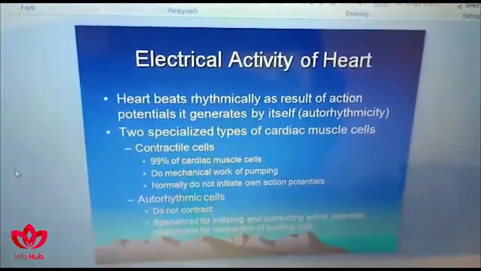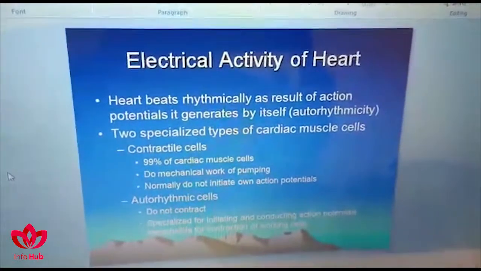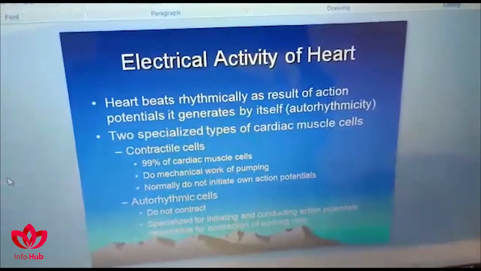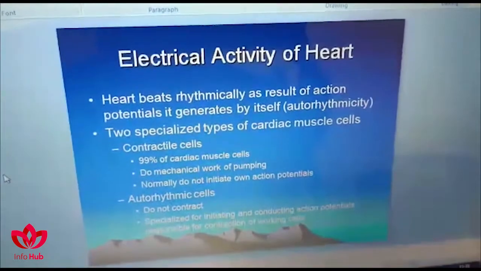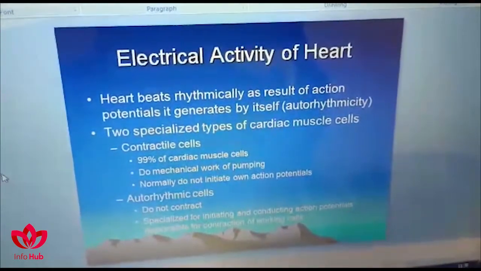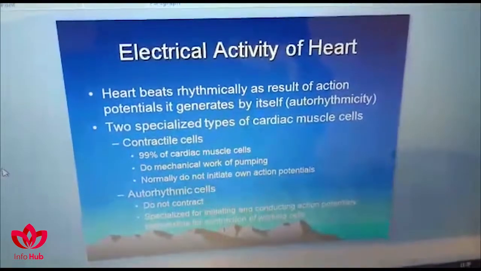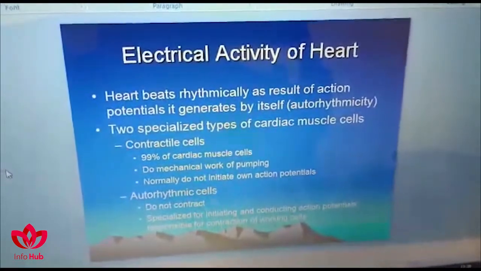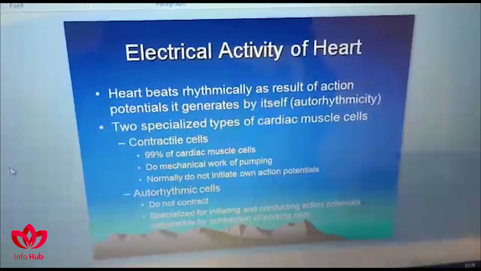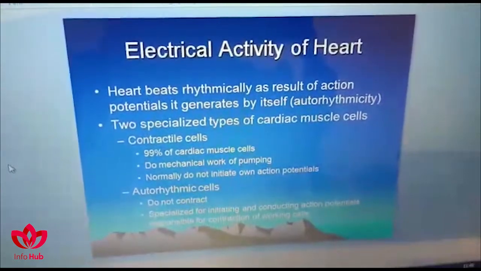Electrical activity of the heart. The electrical activity of the heart is different from that of skeletal and smooth muscles. As we know, the heart beats rhythmically as a result of action potentials it generates by itself, which is a property of cardiac muscle called autorhythmicity. There are 2 specialized types of cardiac muscle cells.